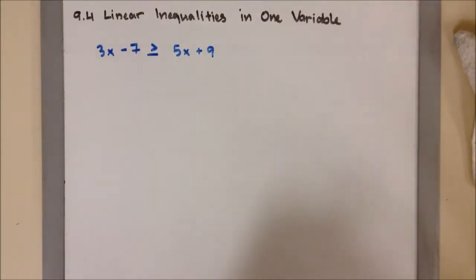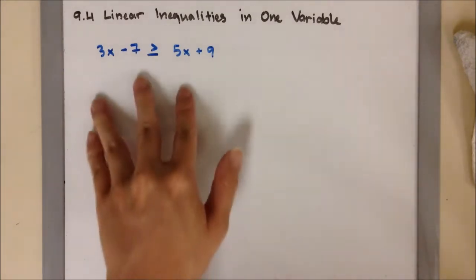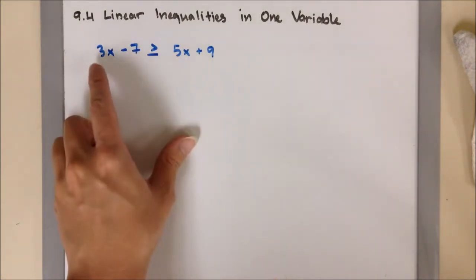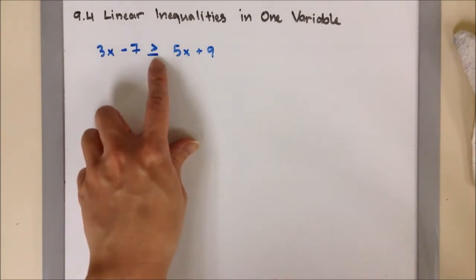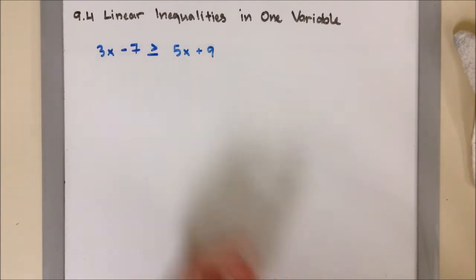Welcome to section 9.4, linear inequalities in one variable. Just like I mentioned in the previous section, one variable basically means that there is one type of variable that you have to solve for in any given problem. So our first example, we have 3x minus 7 greater than or equal to 5x plus 9.